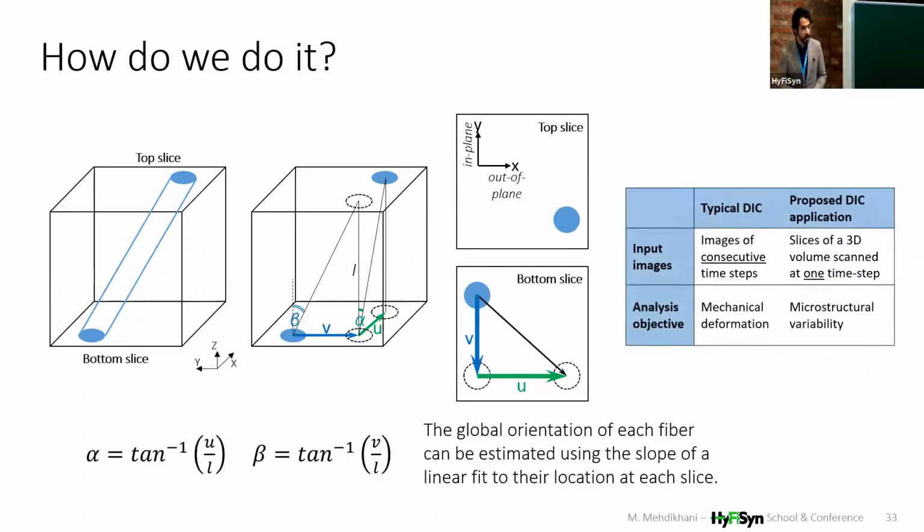We should note that this is a special application of DIC. In a typical DIC, we import the images of, let's say, consecutive steps of a deformation. But in this case, the input images are taken all at one time step. And secondly, the objective of analysis in typical DIC is mechanical deformation. But in this case, we want to obtain in the end the microstructural evaluation of the material.